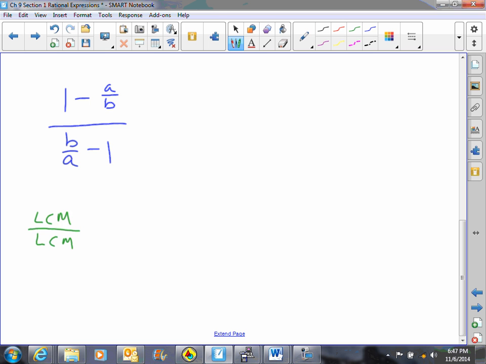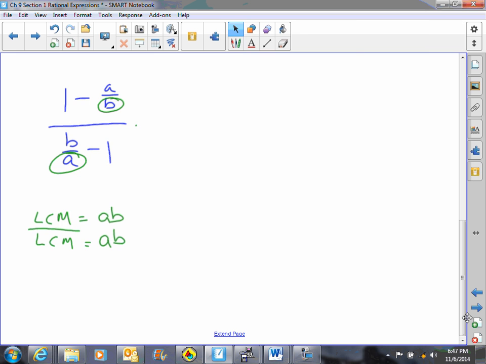So if you look in the numerator, the denominator we have is b. If you look in the denominator, the denominator we have is a. So the lowest common multiple is going to be a times b. So we'll multiply numerator and denominator of this complex fraction by ab.